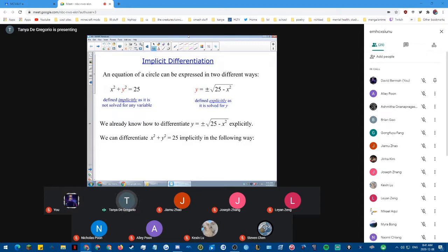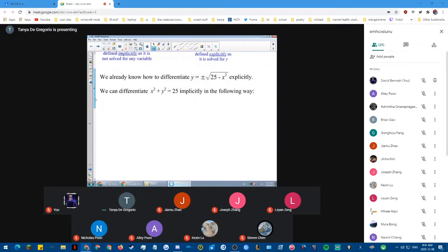So here it's defined implicitly, as it is not solved for any variable. In the second example, y equals plus or minus square root of 25 minus x squared, it's defined explicitly as it is solved for y. Still only two variables. We already know how to differentiate y equals plus or minus the square root of 25 minus x squared explicitly. We would change that root to an exponent of a half and use the chain rule. We know how to do that. So let's talk about how to do this now.